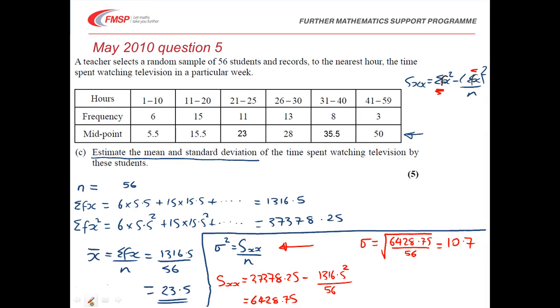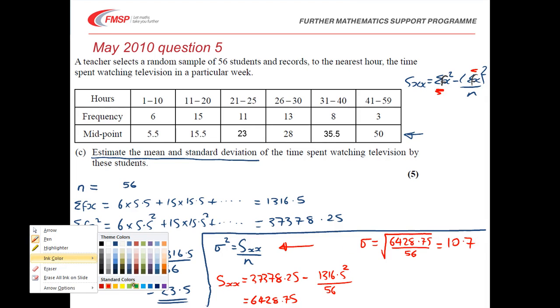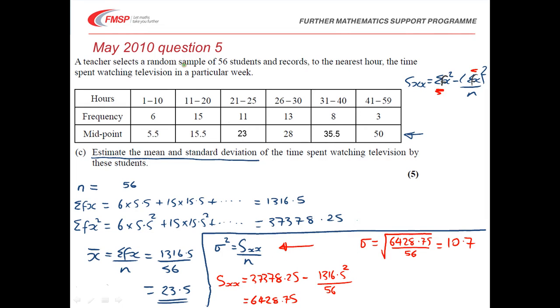Now, when you look at the mark scheme, it actually states 2 answers. And the reason is this: when we're dealing with samples, really we shouldn't be finding sigma. We should be finding something called the unbiased estimate, and that is slightly different. Okay, the formula for that is s squared is equal to sxx divided by n minus 1 instead. So in other words, s is equal to the square root of 6428.75 divided by 55, which obviously gives you a slightly different number.